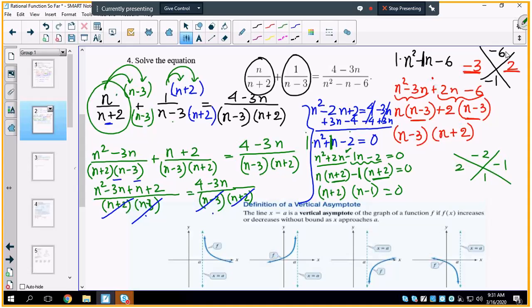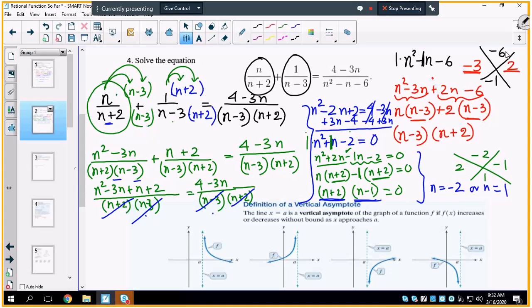Well, now I know how to solve this thing. I will go ahead and say that hence n is equal to negative 2. That's coming from the first factor. Or n is equal to positive 1 coming from the second factor. Am I done? No, because I did not talk about the bad points yet.